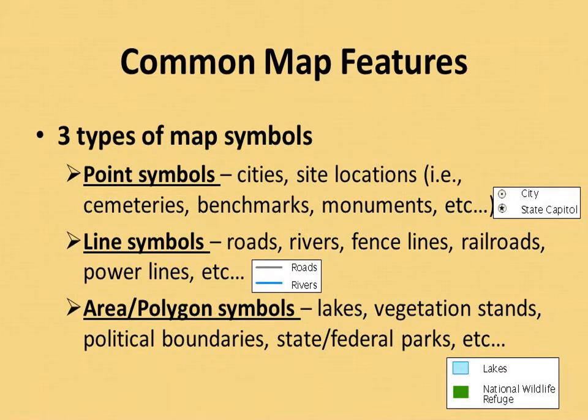Common map features. They are of three types: point symbols, line symbols, area symbols. Point symbols. Example: buildings, cities, locations, monuments, tanks, trigonometrical beacons. Line symbols. They show us railways, roadways, power lines, telephone lines. Area symbols. They show us cultivated lands, ponds, orchards and vineyards.